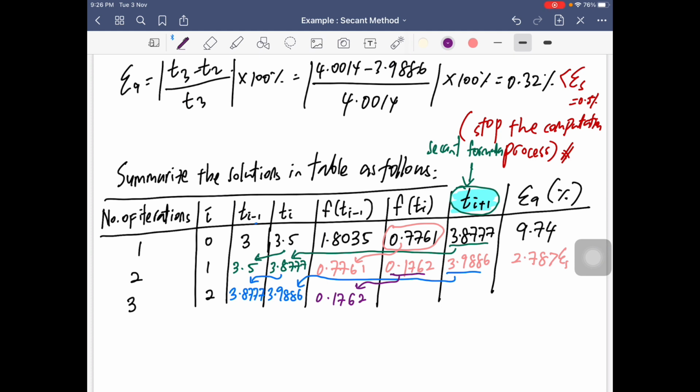So from our calculation, ft2 gives us the value 0.0182, and then by using the secant method we calculate our t3, so we obtain 4.0014, and then the approximate percent relative error gives 0.32%, which is less than the stopping criterion. Then we stop.